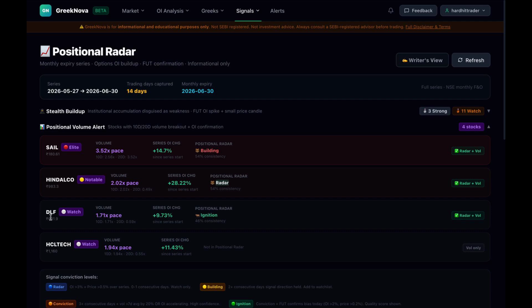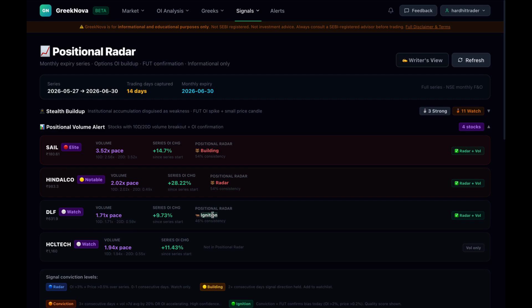Now, the important thing that we have today is DLF. Why? Because DLF has 1.7x of volume of 10 days and the OI overall in the series. DLF, if you remember, appeared yesterday also in our OI gainers, which we have on the Pulse page. And then today, whatever action happened in the morning, I think we saw 620 put writing happening. This would be captured in our morning video also. But this is also now part of the positional radar ignition list.